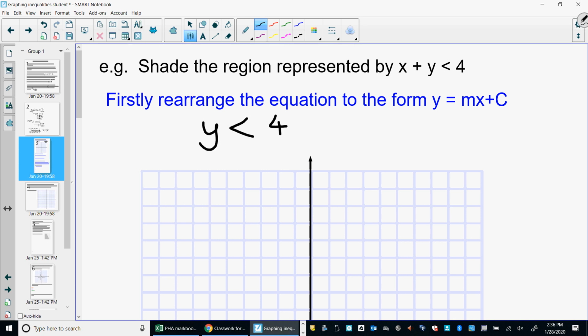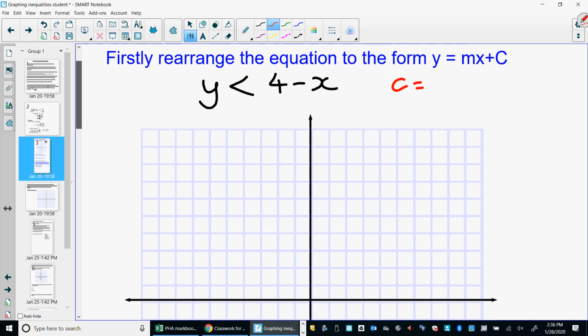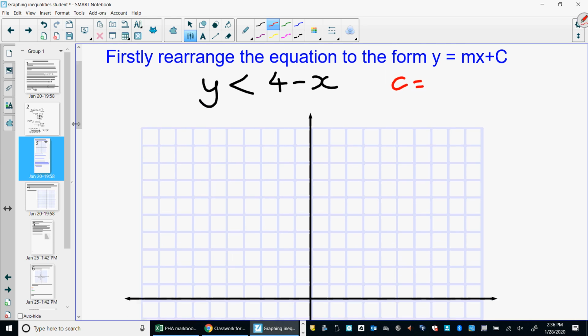4 minus x. Okay. So what's my y-intercept? Anyone? 4. Okay, so I'm just checking. I know some people are not fully paying attention. So our y-intercept here is 4.